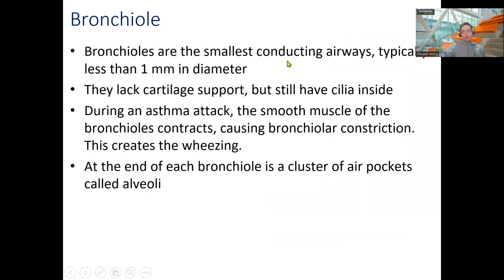Bronchioles are the smallest conducting airway, typically smaller than 1 millimeter in diameter. Right? So a millimeter is the distance between two lines on your ruler. So if the diameter is less than that, we by definition call it a bronchiole. They do not have the cartilage support, like I said. But on the inside, they still have the cilia, they still have some of the mucus-producing goblet cells. Because they do not have the cartilage, that means they are collapsible, right?